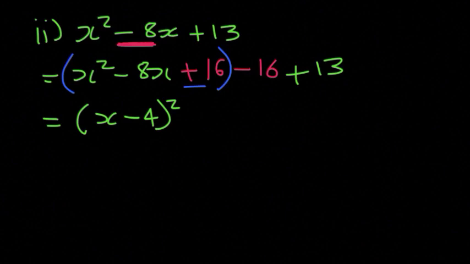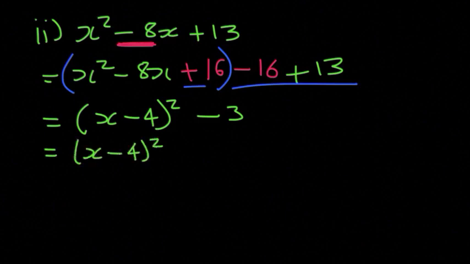And this final bit here, the minus 16 plus 13, gives us an answer of minus 3. It's just a coincidence that we've ended up with a minus 3 again. Okay, and we're going to reinterpret that minus 3 so that we'll have an expression of x minus 4 all squared minus the square root of 3 all squared. And now we've got a difference of two squares. And what we're going to do is factorize that, put that into brackets.